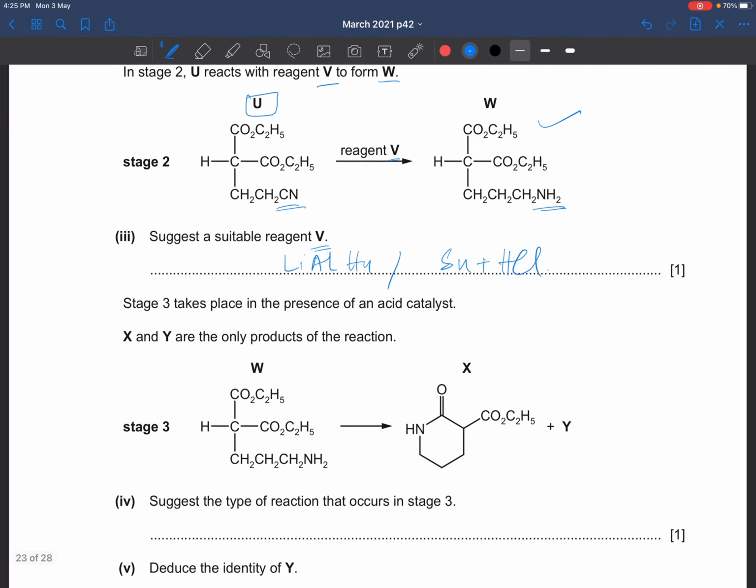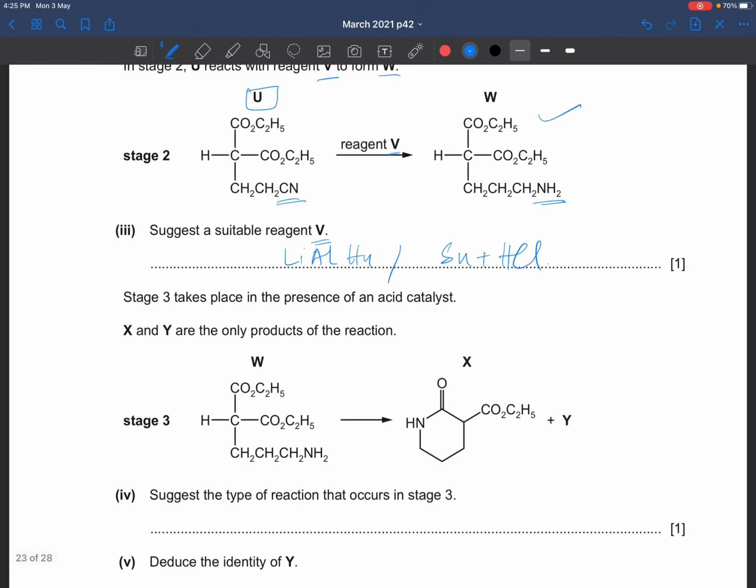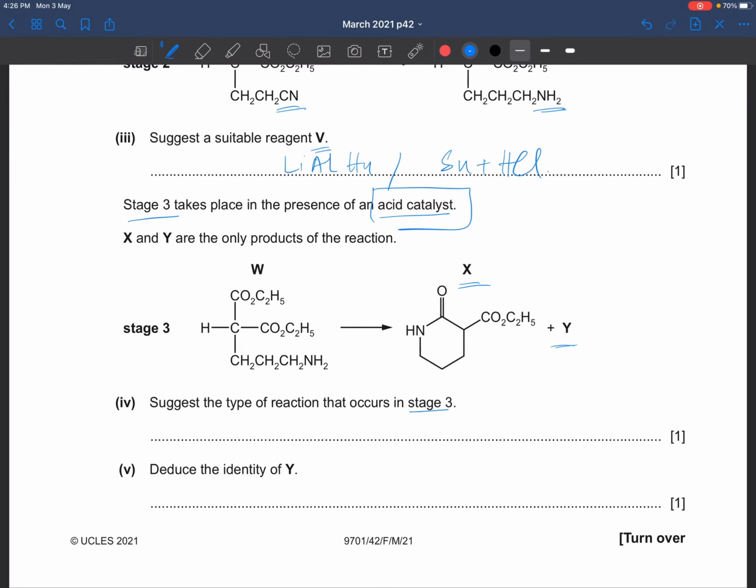Stage 3 takes place in the presence of an acid catalyst. X and Y are the only products of this reaction. This occurs in the presence of an acid catalyst. Suggest the type of reaction that occurs in stage 3.